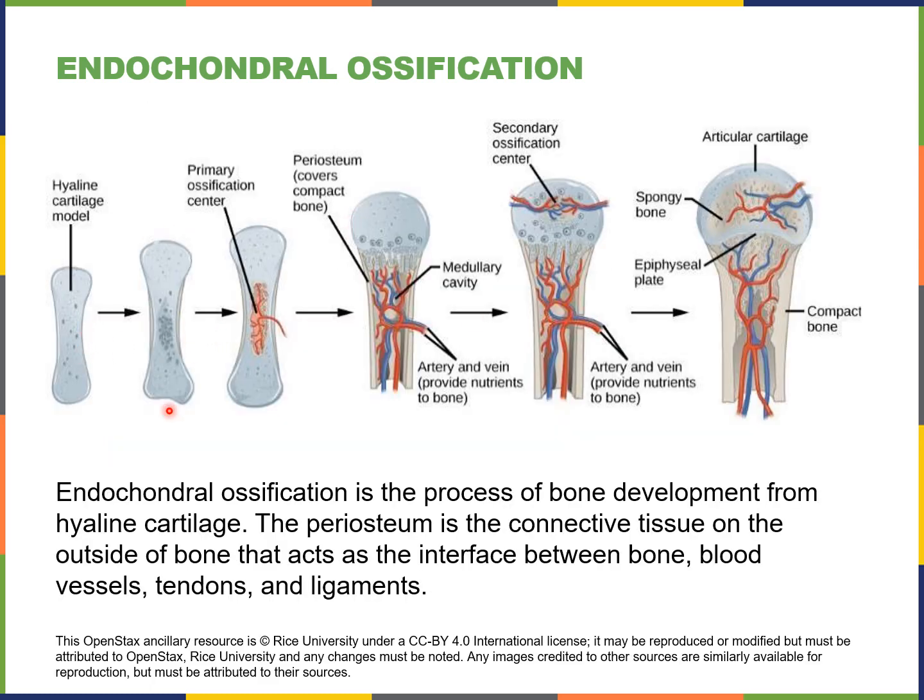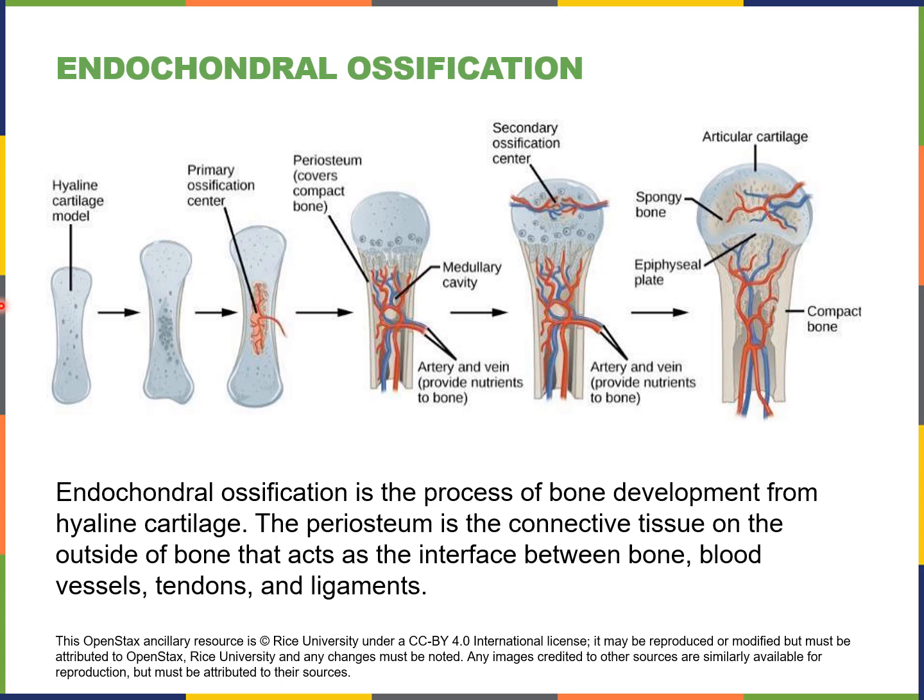So you can see it described here visually, starting with that hyaline cartilage model, moving our way until we have that primary ossification center. Then we have the periosteum, which is covering that compact bone. Our secondary ossification center you can see up here, but now we've integrated the medullary cavity where we have the artery and veins that are providing nutrients to the bone. Then we get the spongy bone here in between the articular cartilage. So that's the compact bone and then the spongy bone here. You can see the compact bone on the outside, and we can see the epiphyseal plate here separating it.